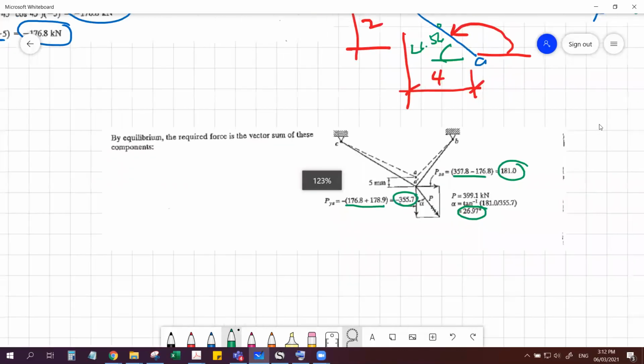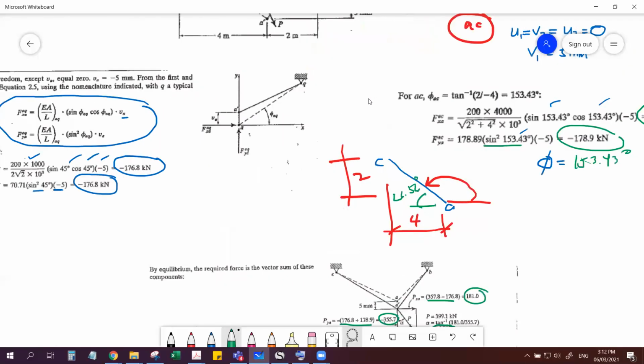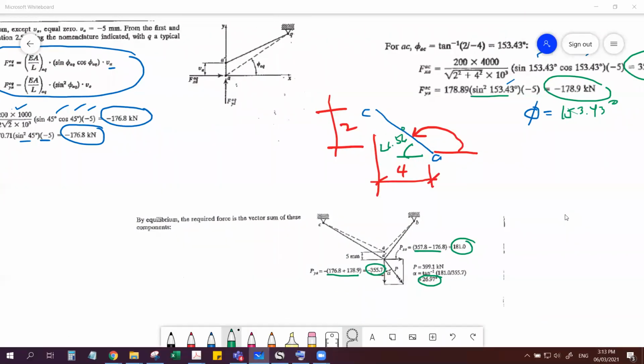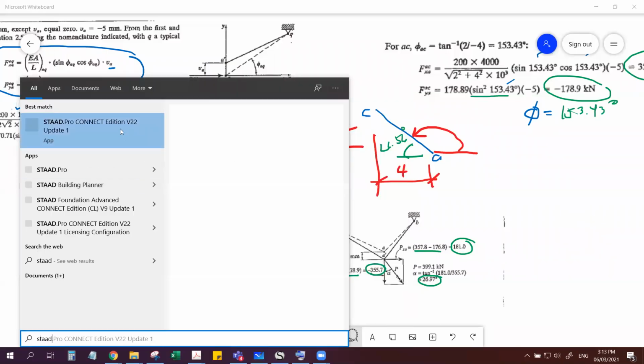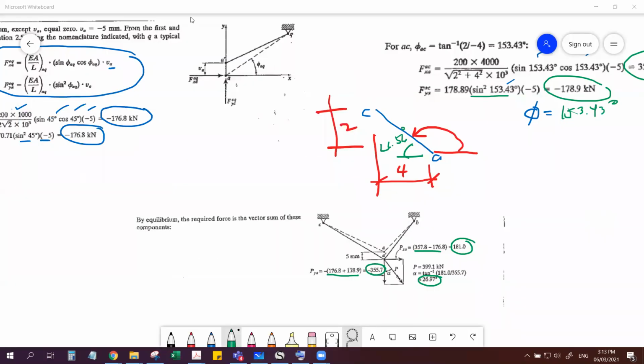So that's the simplest, the straightforward application of the direct stiffness matrix equation. Let's try to solve that in STAAD. So that's just to verify that STAAD is also consistent with the stiffness matrix formulation or method.